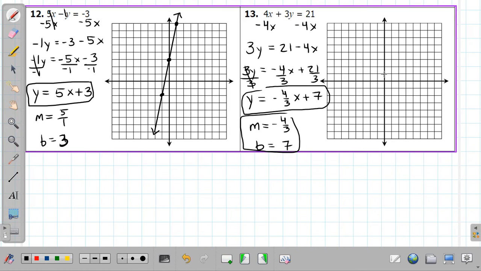So go up 7: 1, 2, 3, 4, 5, 6, 7 in this case right here. Then we can either go up or down. In this case, we're forced to go down 4 and then right 3: down 4, 1, 2, 3, 4, and to the right 3, 1, 2, 3. And then we can do that again, down 4 over 3, because we need our line to have negative slope. So it's going to look something like this.